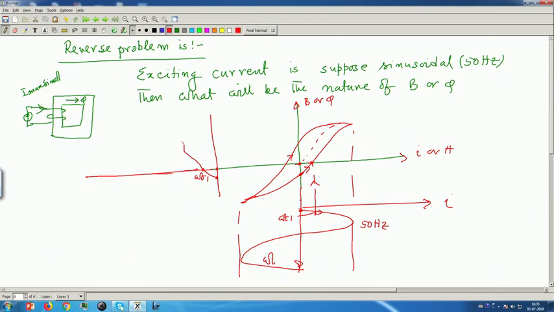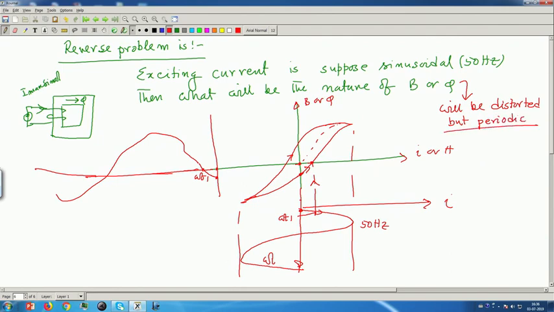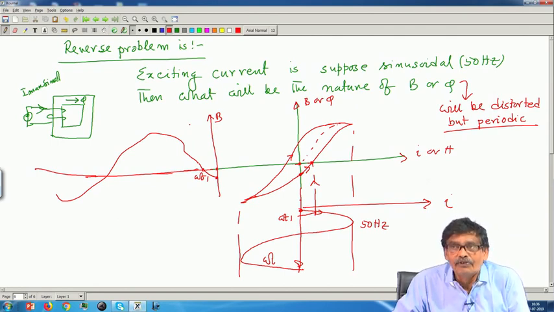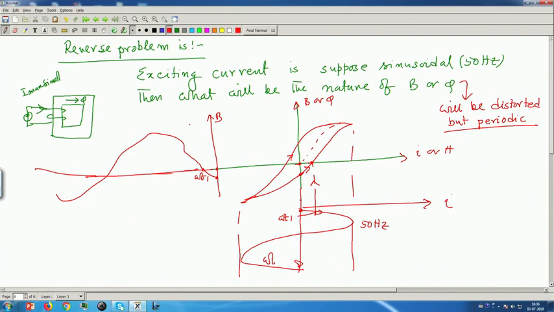So, it will now be distorted. Are you getting it? Point by point if you go, because of this double valued nature of the BH curve, the nature of B or phi will be distorted, but periodic. Then this B distribution or phi once again can be Fourier analyzed, and you will see that it has a strong fundamental with a lot of odd harmonics, because the positive and negative excursion of this B will be the same.